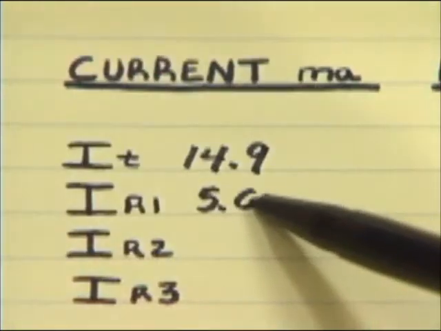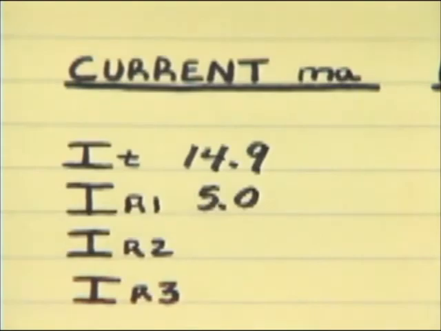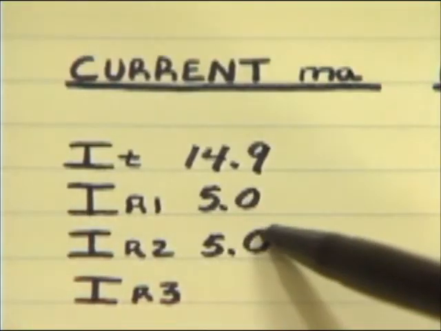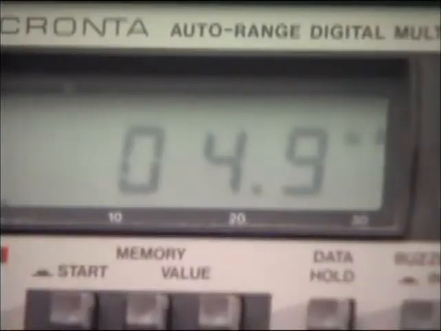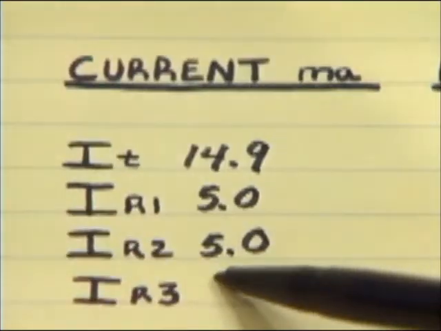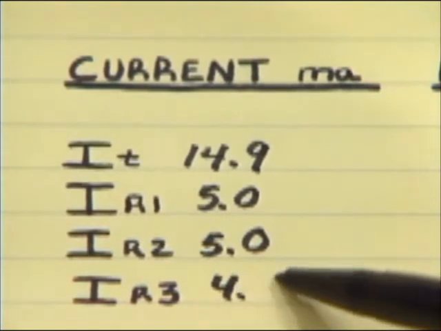The ammeter for the first branch is reading 5.0 milliamps. Record this for IR1. The ammeter in the second branch is also reading 5.0 milliamps. Record this for IR2. Finally, look at the ammeter for the third branch. It's reading 4.9 milliamps. Record this for IR3.